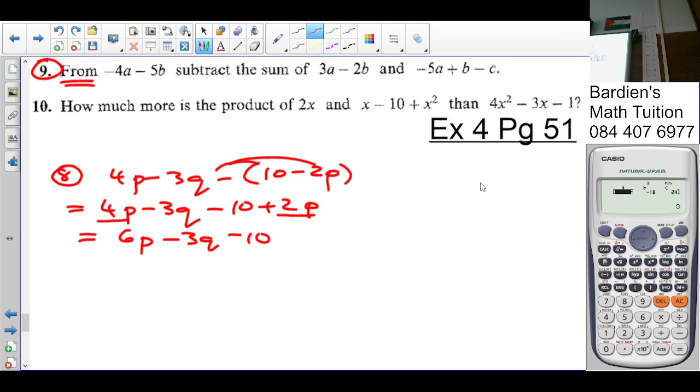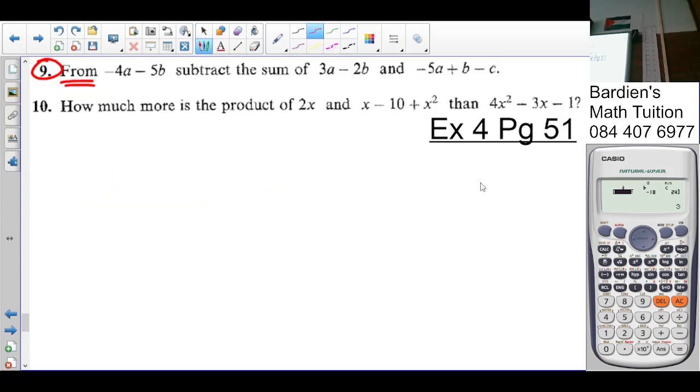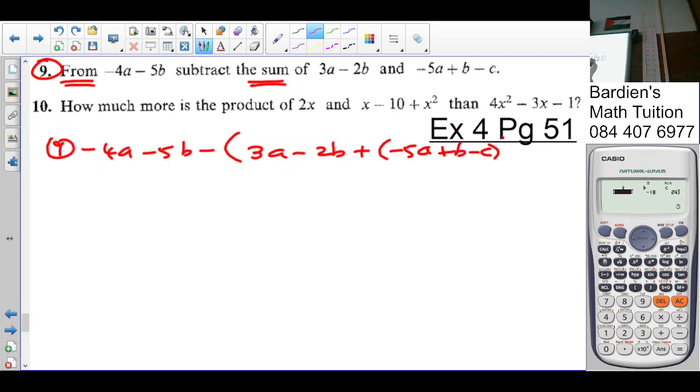Whatever follows "from", you write first. So it's negative 4a minus 5b. Subtract the sum. So that means to say I must add them. So it's 3a minus 2b plus, minus 5a plus b minus c. You see that, people? We don't need this bracket here, but because there's going to be a plus and minus next to each other, we had to put in a bracket. If we had left it out, no problem.